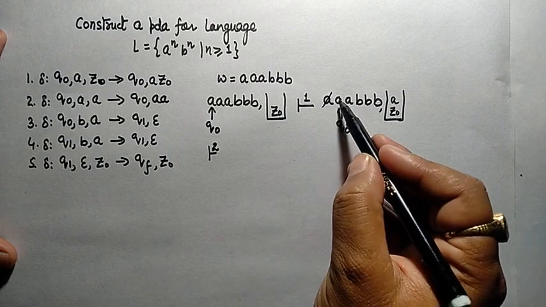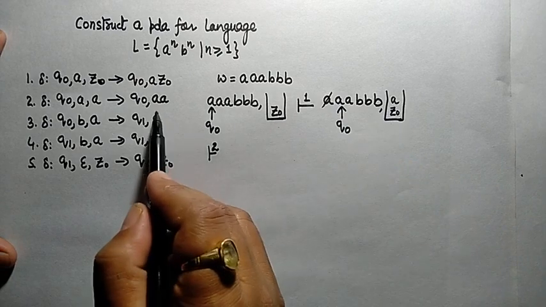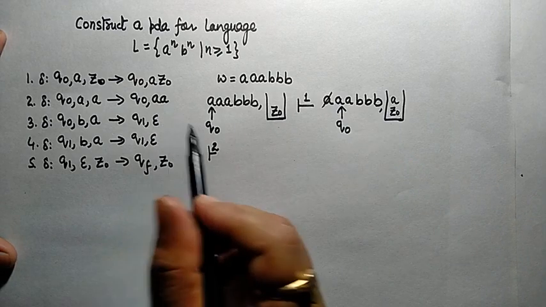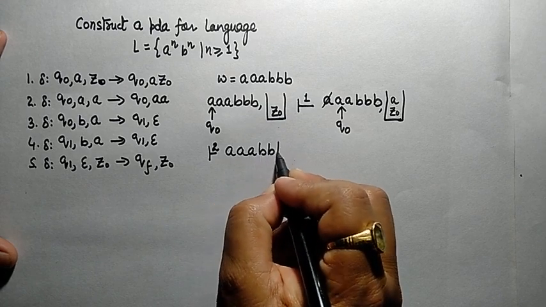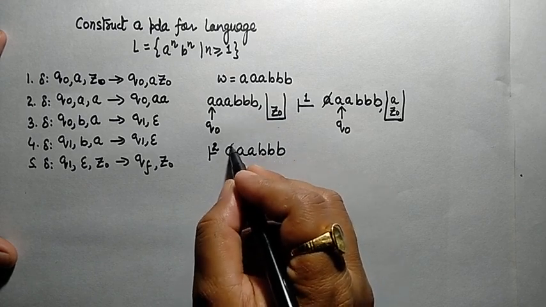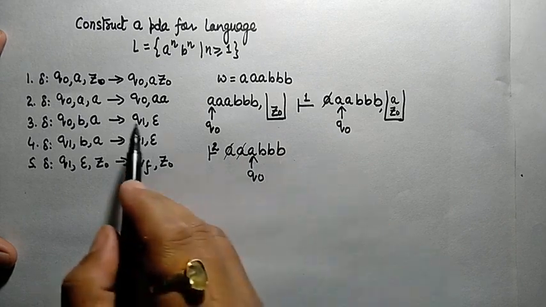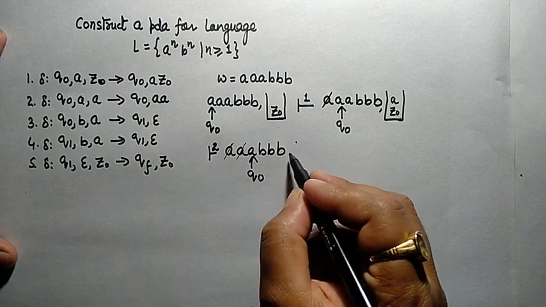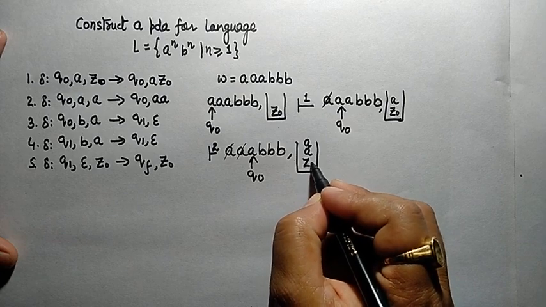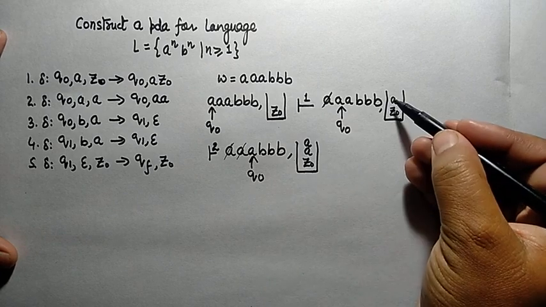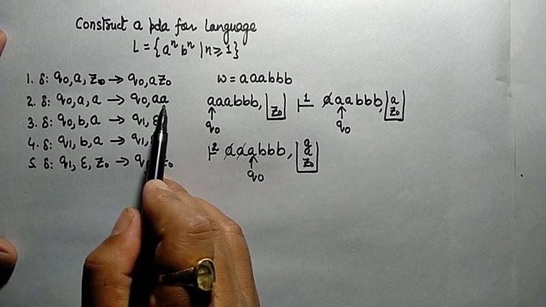So after reading this A, the top A will be replaced by 2 times A. So now 2 A's have been read. The pointer will be now here. The state will be Q0 to Q0. And now the stack will contain this. This A will be replaced by 2 times A.